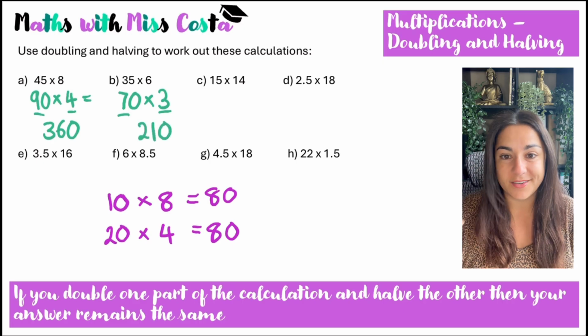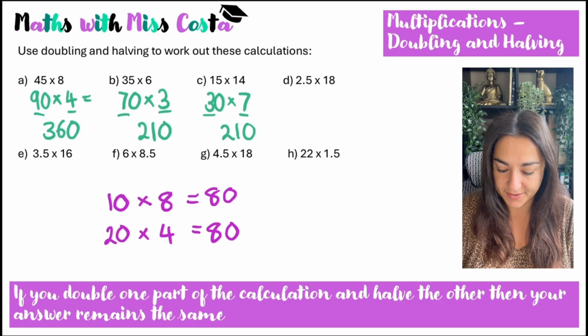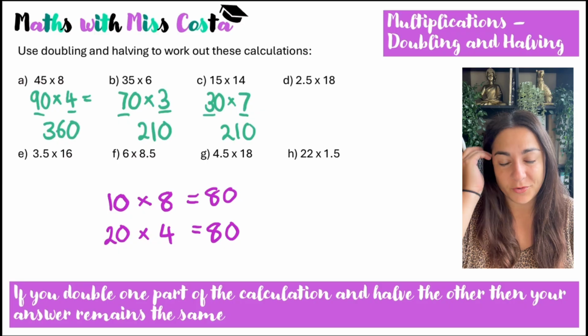Then I've got 15 times 14. So again, let's see what I could do. If I doubled 15, that would become 30. And if I halved 14, that's 7. And then 3 times 7 is 21. So that would also be 210. So now you're starting to get the picture. It's really handy as long as you can remember this trick.